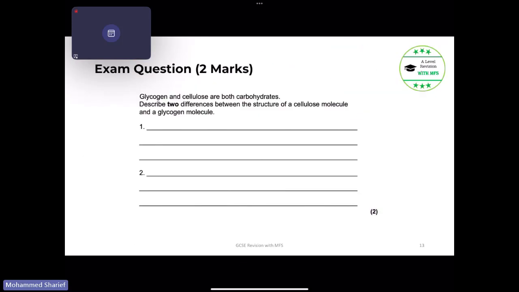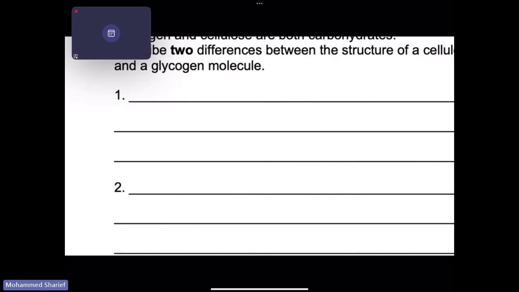Yeah. Okay. Next question. Again, they love asking questions like these, and these are simple knowledge retrieval questions. So you don't want to be messing up marks on these sorts of questions. Okay, glycogen and cellulose are both carbohydrates. Describe two differences between the structure of a cellulose molecule and a glycogen molecule. Well, first up, what we looked at today, glycogen and starch are made up of alpha glucose monomers, whereas cellulose is made up of beta glucose monomers. Okay, so again, make sure you write down the opposite as well, because sometimes you won't be given the mark.